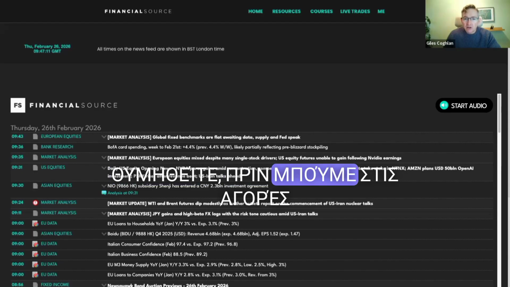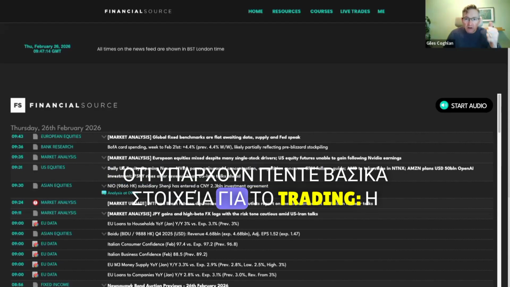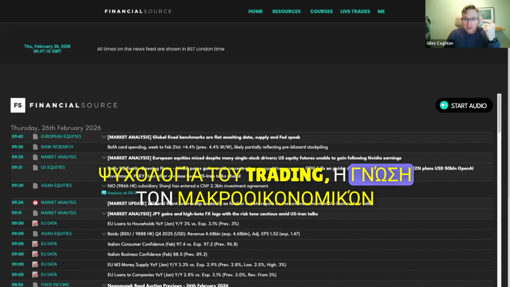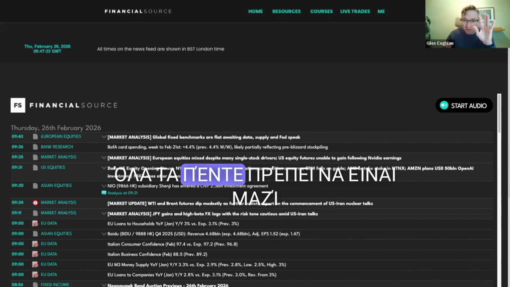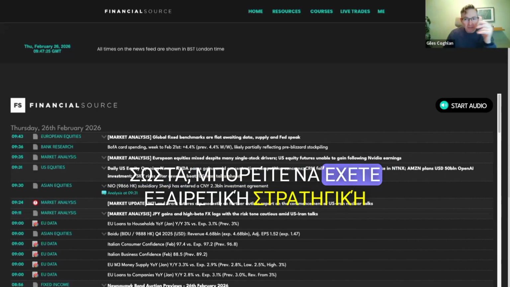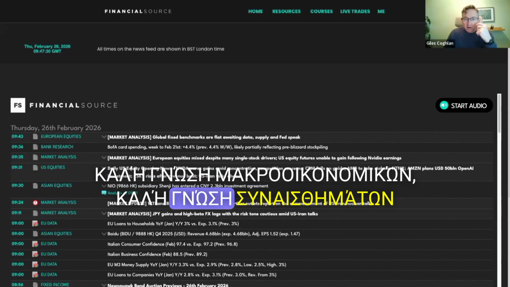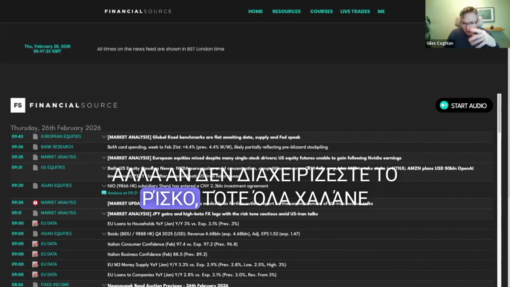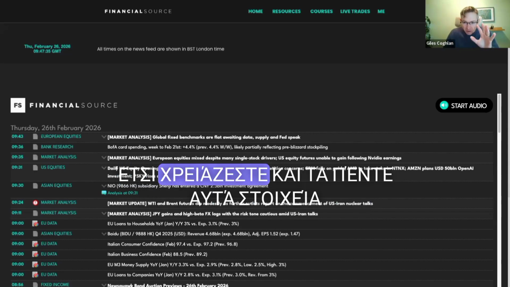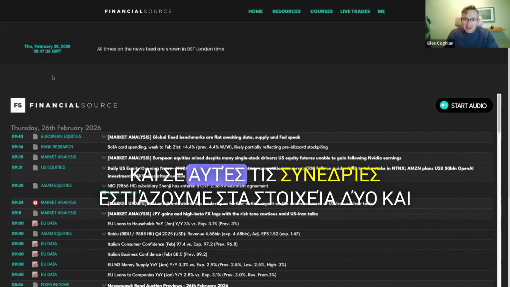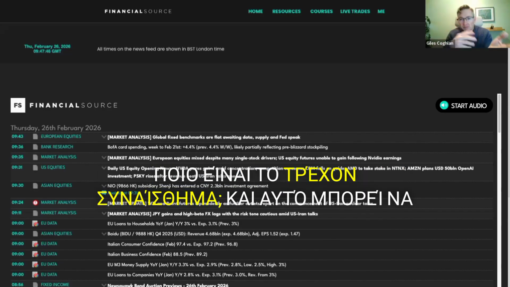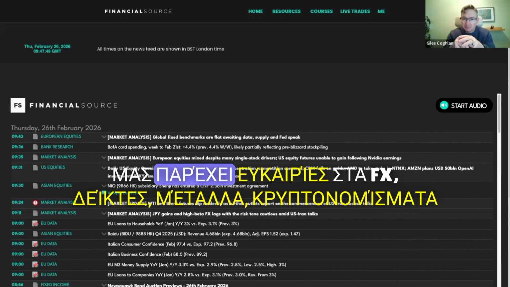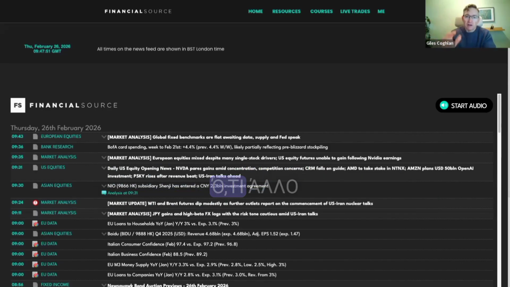Before we get into the markets, remember there's five core elements to trading: trading psychology, knowing the macros, understanding sentiment, technical execution, and risk management. All five of them need to be together, right? You can have a great strategy, good macro knowledge, good sentiment knowledge, but if you're not managing risk, then everything unpicks. So you need all five of those elements. And what we're focusing on in these sessions is elements two and three. What's the macros? What's the current sentiment? And that can provide us opportunities in FX, indices, metals, crypto, whatever.